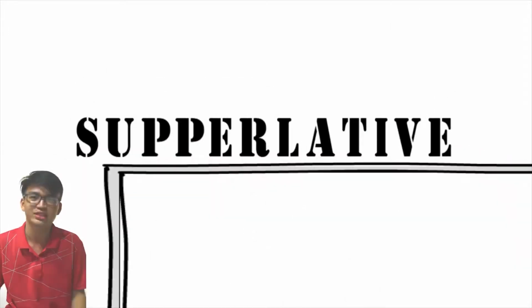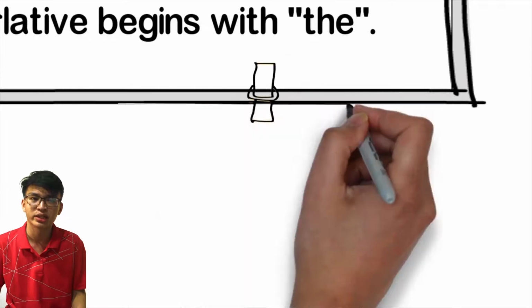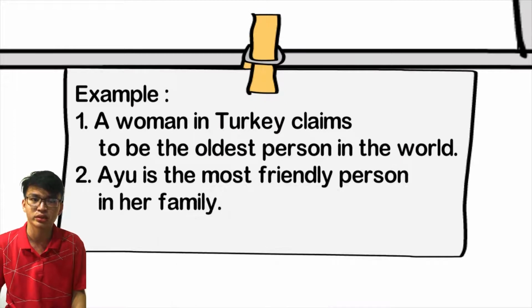The next one we're going to talk about is superlatives. The superlative compares one part of a whole group to the rest of the group. It has forms that use the particle -est or most. The superlatives begin with "the." For example, a woman in Turkey claims to be the oldest person in the world. And the second one is, Ayu is the most friendly person in her family.